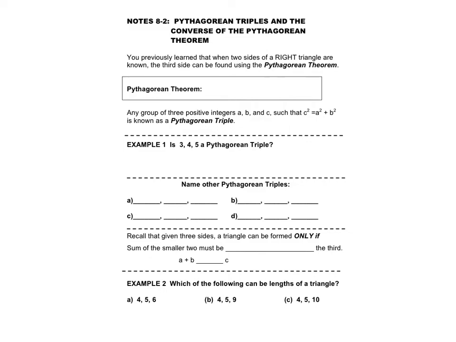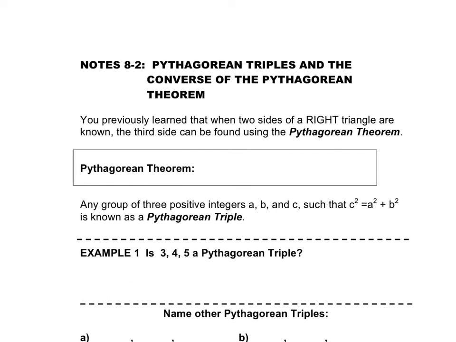All right, guys. So we talked about the Pythagorean theorem in 8.2. Today we're going to talk about Pythagorean triples and the converse of the Pythagorean theorem. Remember, the converse of a statement switches the hypothesis and conclusion, or the if and then. So we're going to look at that and see what that does to our theorem.